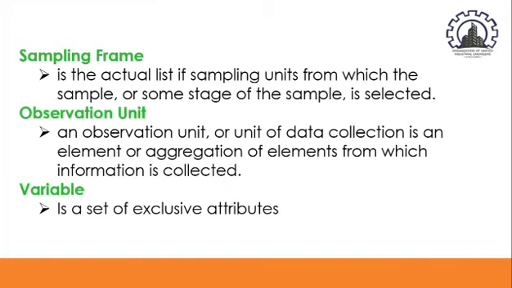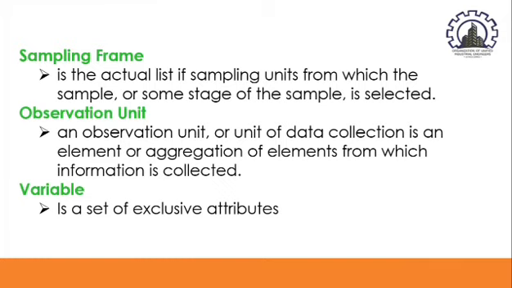Another, we have variable. So what do we mean by variable? Well, a variable is a set of exclusive attributes. Examples are sex or gender, age, employment status, and so on and so forth. The elements of a given population may be described in terms of their individual attributes on a given variable. Therefore, a researcher may describe the age distribution of a population by examining the relative frequency of their ages.